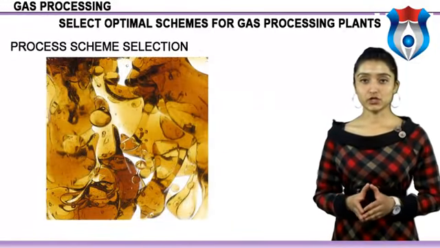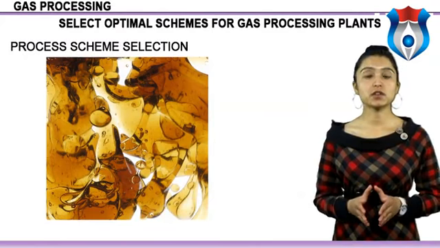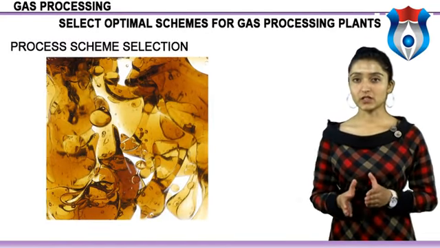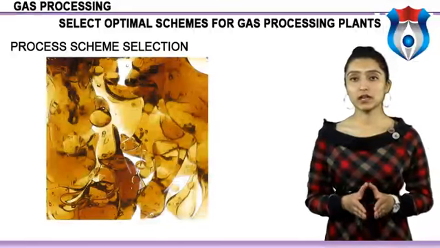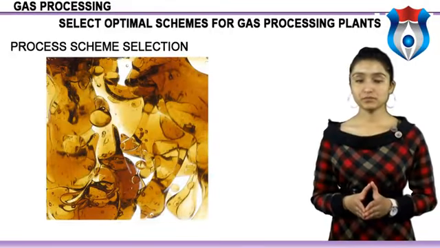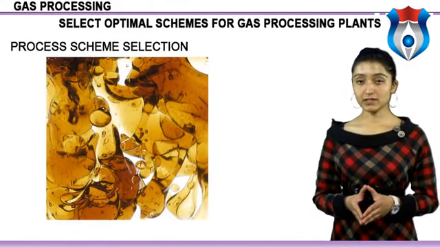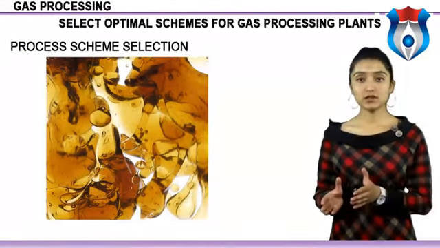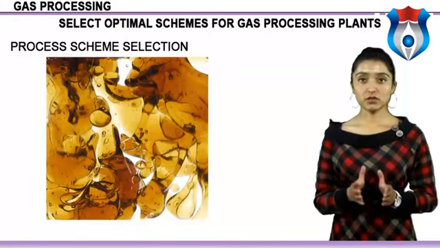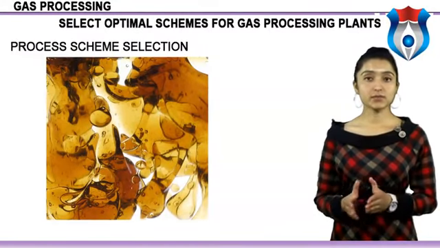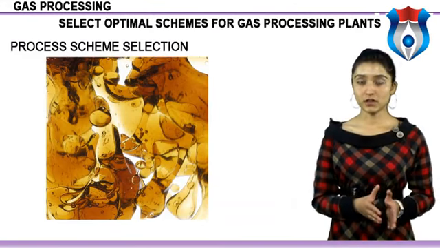Process scheme selection. The process selection study usually begins with a design basis to specify the general configuration of the plant and its outline requirements. These requirements consist of feed characteristics, especially H2S, CO2, and mercaptan concentrations, product specifications, including maximum concentrations of sulfur and CO2 in the products.